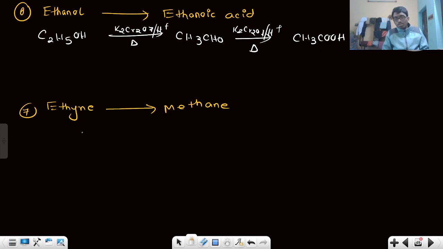How will you convert ethyne to methane? A very important question. First of all, you have to reduce the number of carbons. Somewhere you have to conduct decarboxylation. But how? You have to conduct decarboxylation of sodium acetate. So I need to get to CH3COONa. If I get that, then I can directly get methane. But for this step I need something else. What do I need? I need carboxylic acid.